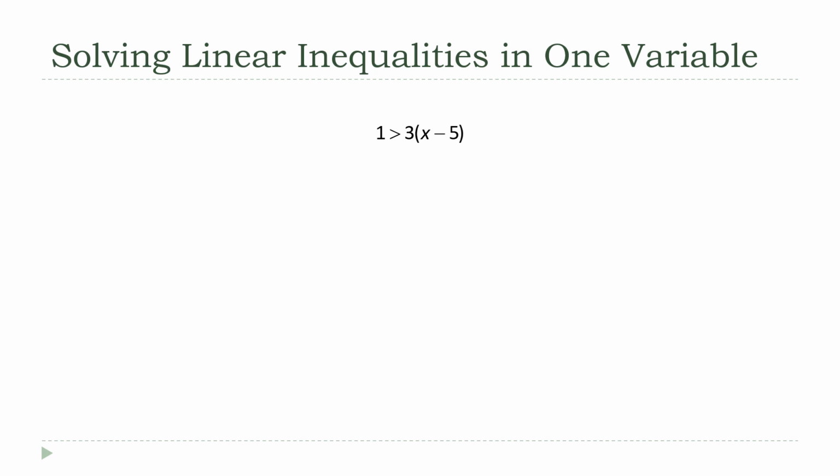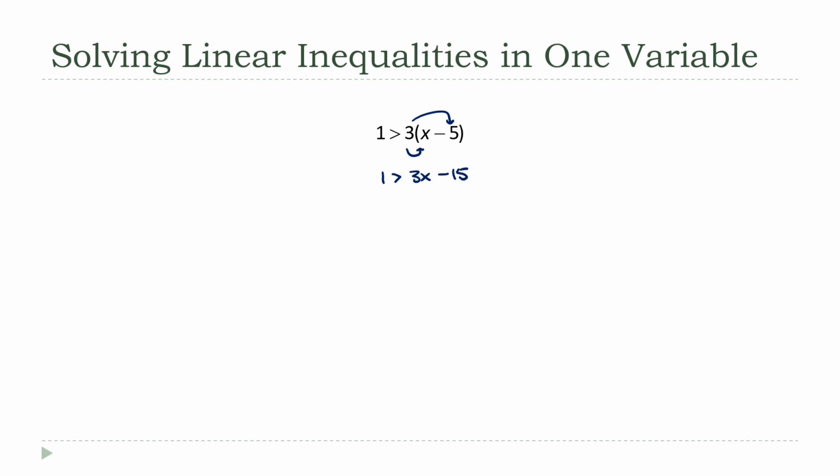So I've got an example here for us to take a look at. And if there were an equal sign in there in place of the greater than, you would know exactly what to do, right? Because we have a process that we've talked about already. I'm going to follow exactly the same steps. We'll start by distributing the 3 into the parentheses. This will become 1 is greater than 3x minus 15.